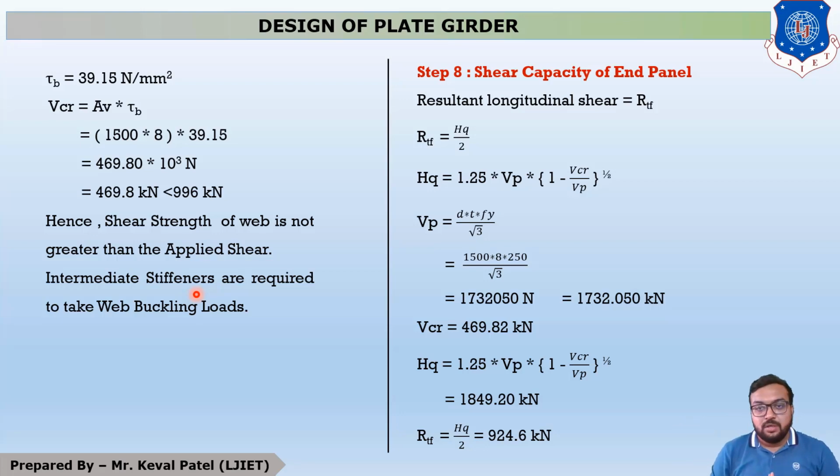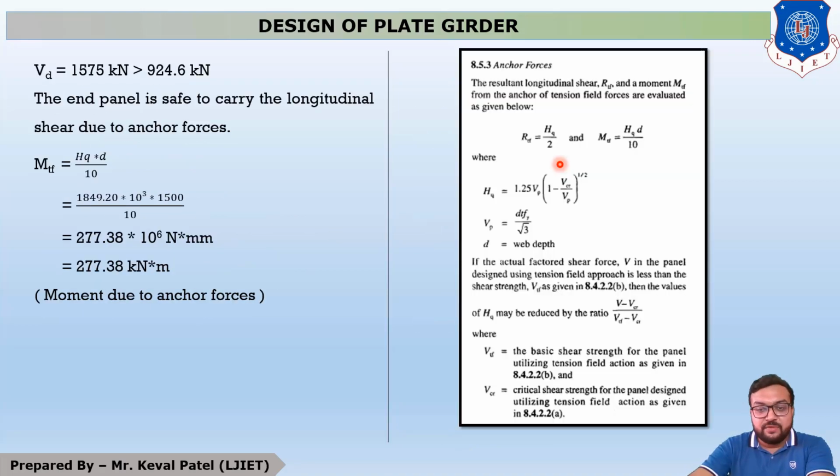Now it was already discussed in our last lecture, in our last example, that whenever we have to provide intermediate or transverse stiffeners, only then you have to provide them, and you have to check for anchor force. Anchor force means the force which is restrained by the stiffeners. So the anchor force equation is given on page number 62. So all the students move to page number 62, in which the equation of reaction, which is shear force, is HQ by 2.